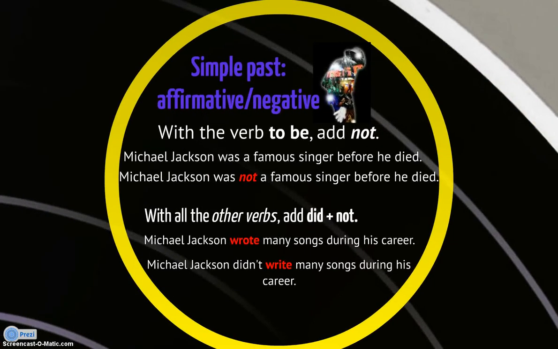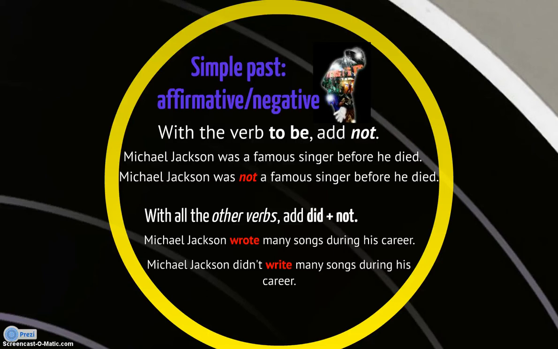The simple past, the affirmative and negative form. When you do a negative sentence with the verb to be, you simply add not after the conjugated verb. For example, Michael Jackson was a famous singer before he died. Michael Jackson was not a famous singer before he died.